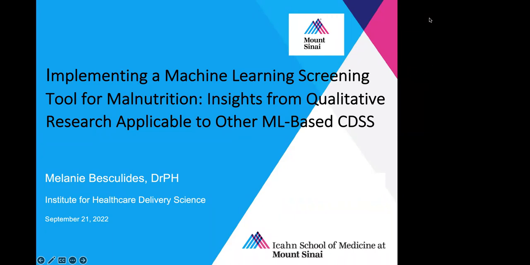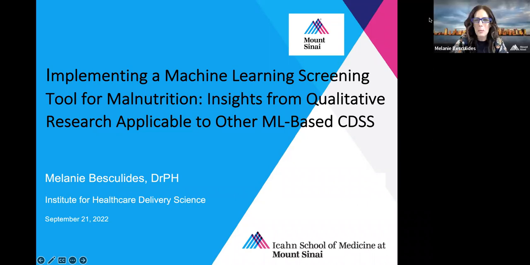Dr. Melanie Besculides is an assistant professor in population health science and policy, and also the Institute of Healthcare Delivery Science at the Icahn School of Medicine at Mount Sinai. Her work and research has focused on clinical informatics, patient monitoring, perioperative care, and improving quality. And the name of her talk is Implementing a Machine Learning Screening Tool for Malnutrition, Insights from Qualitative Research Applicable to Other ML-Based CDSS.